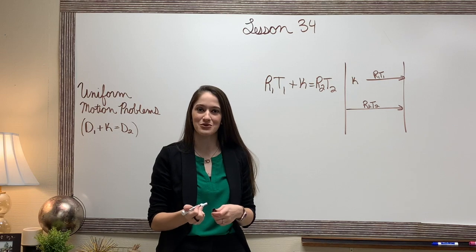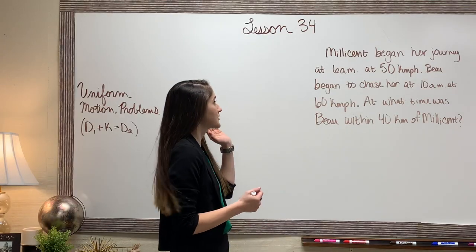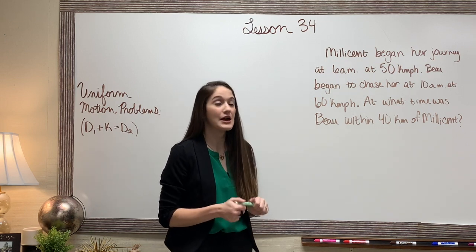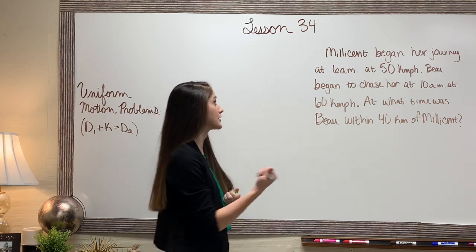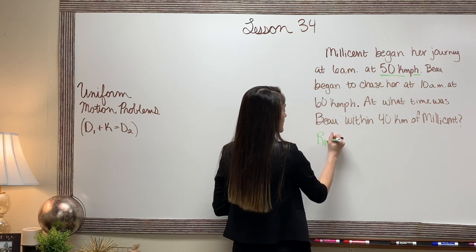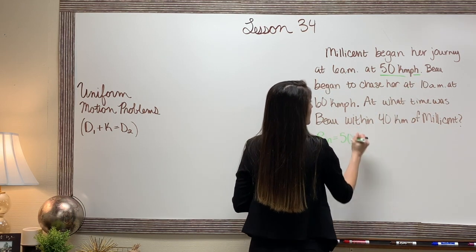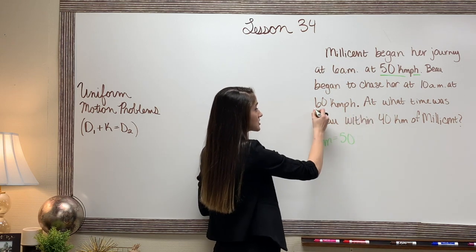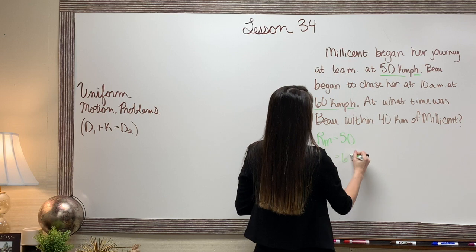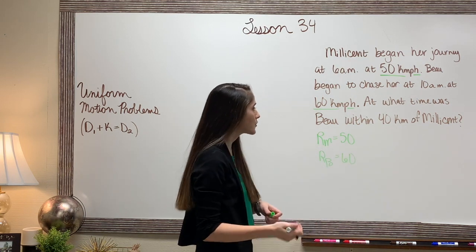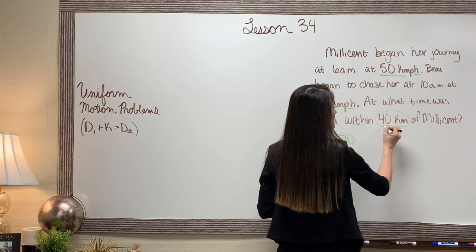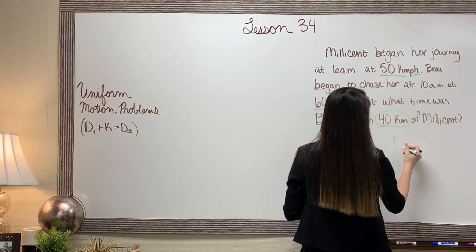So let's look at some examples. Okay, so here's our first practice. Millicent began her journey at 6 a.m. at 50 kilometers per hour. So right there, we already know that the rate of Millicent, R of M, is going to be 50. We also know that Bo started to chase her at 60 kilometers per hour. So the rate of Bo is 60. At what time was Bo within 40 kilometers? So that's our gap that we were talking about.